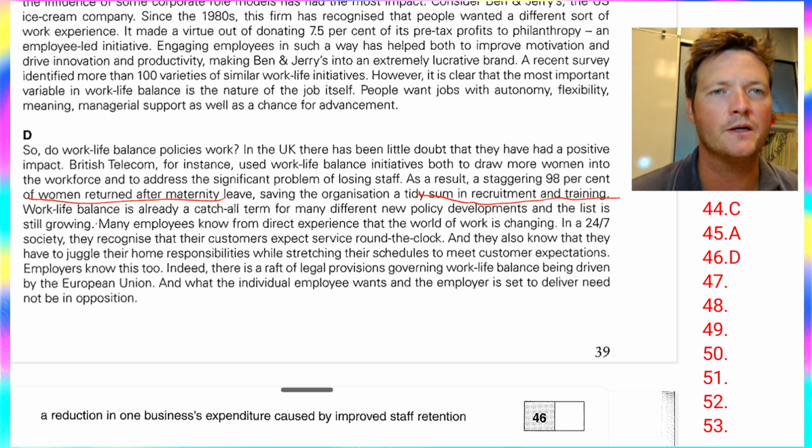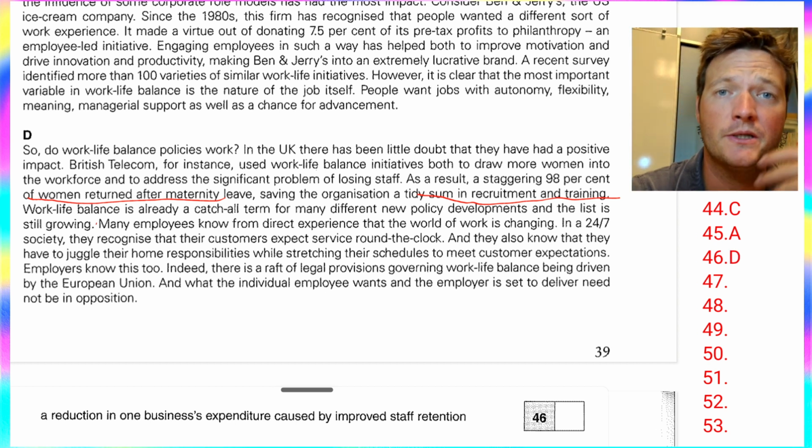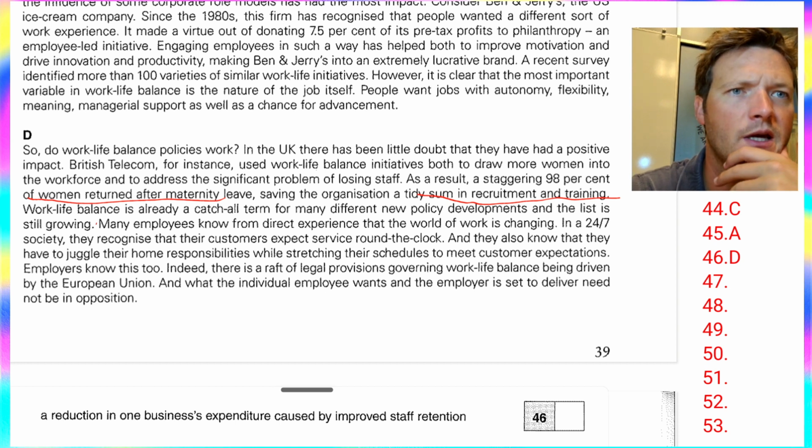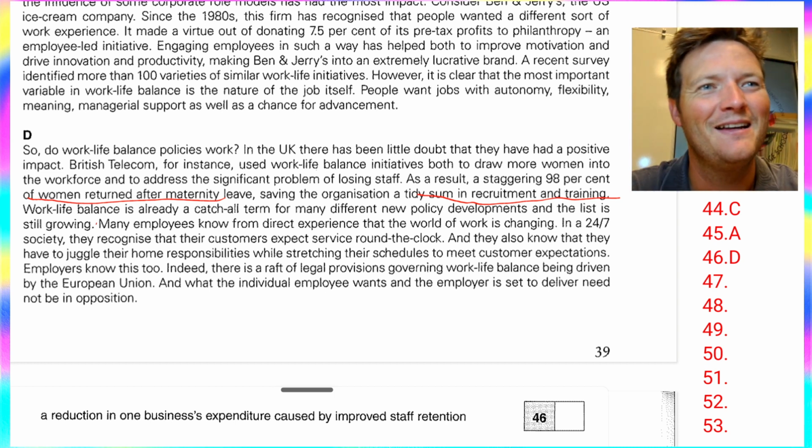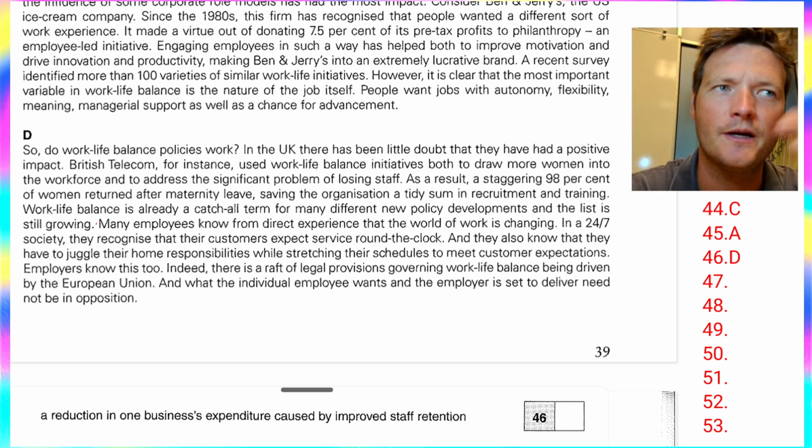Yeah, of course, because they were able to retain more people, because they improved the work-life balance of their workers. It allowed the company to save on hiring new people and training them. Yeah, they saved a tiny sum. A tidy sum. Yeah, absolutely not a tiny sum. A tidy sum, a very nice amount of money. Yeah, I think we can move on. I think 46 is clearly D. Okay, so let's have a look at the next question.